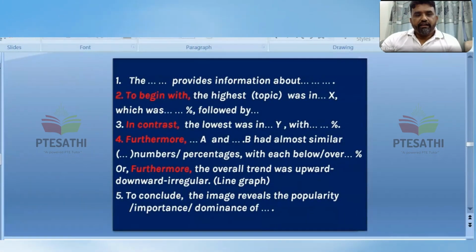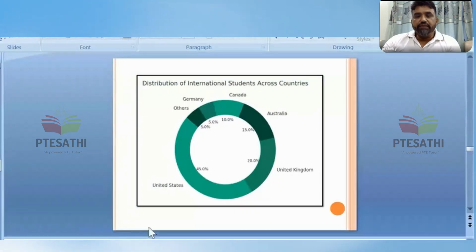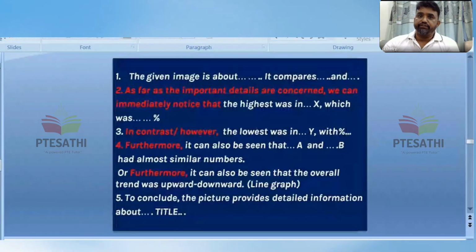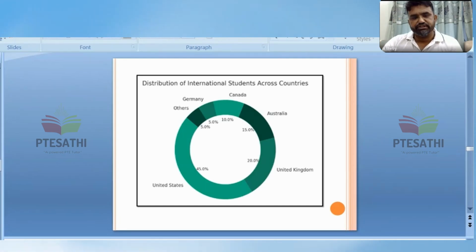Now, in the context of this particular image, if you are using the first structure, what you need to figure out in your 25 seconds preparation time is the highest. And the highest is the United States. And please don't try to be meaningful. Don't say the United States is the most popular destination for international students. That is not possible. So just say highest. And which one is the lowest? Germany. Or you can go with others. And then look at similarities. Canada and Australia, you can say almost similar.